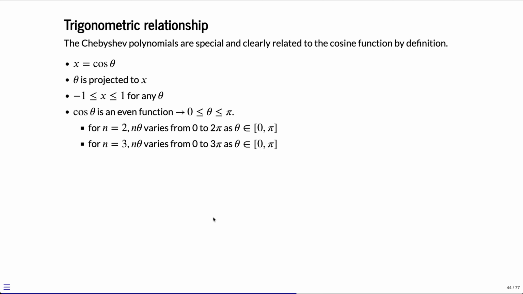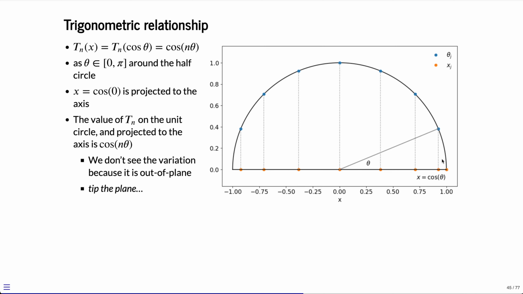Okay, so let's look at the trigonometric relationship a little bit more carefully. So we've defined x equals cosine theta, where theta is the projection on the unit circle to the x-axis. Now, cosine theta is an even function, so we're primarily interested in theta varying from 0 to pi, since negative values give the same cosine. So if we go positive, we get the same as if we have negative angle of the same magnitude.